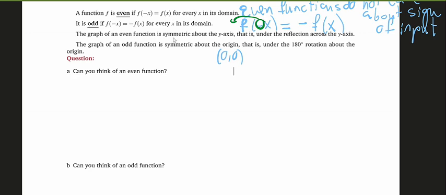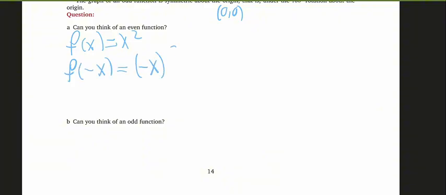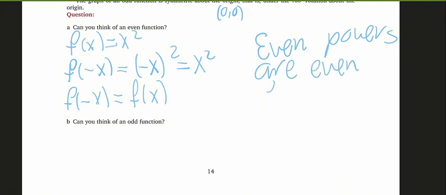Okay. Can we think of an even function? Yes. f of x equals x squared. Why is that? What is f of negative x? It's equal to negative x in parentheses squared. That's x squared. The whole point of 2 and other even powers is that they're actually oblivious to the minus sign. So f of negative x equals f of x. So even powers, not just 2 by the way, even powers are even functions.